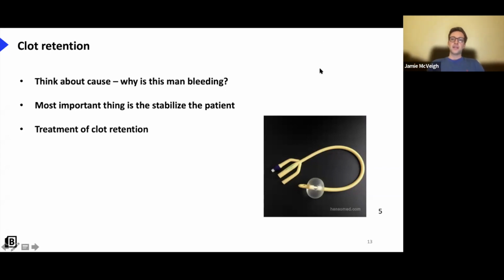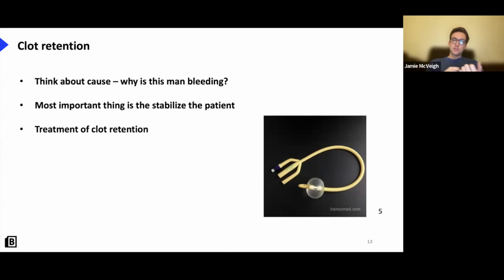And I've put a picture of one here. Now, a three-way catheter is important because, first of all, it tends to have a bigger lumen, so it's going to be less likely for clots to build up within the catheter. But the third lumen that you see there on the drawing, that one there, allows you to irrigate the bladder, which is a really, really useful tool. So first of all, you wash it out, as I said, with saline.